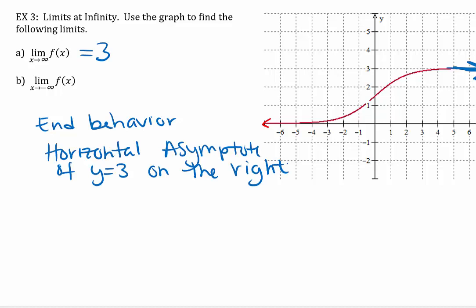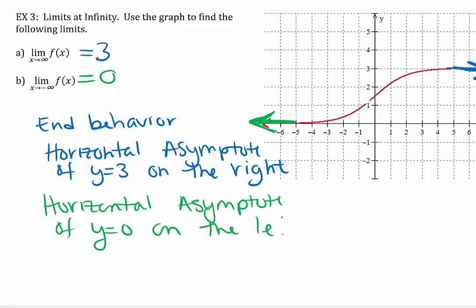A limit as x goes to infinity also gives you information about a horizontal asymptote. Because my limit equals a number, 3, that actually tells me that I have a horizontal asymptote of 3 on the right side of the graph. The left side of the graph also has a limit. If I look at the left arrow, that would be as x goes to negative infinity. It looks like those y values are approaching 0. So that means my limit is equal to 0, and that also tells me that on the left side of the graph, I have a horizontal asymptote of y equals 0.